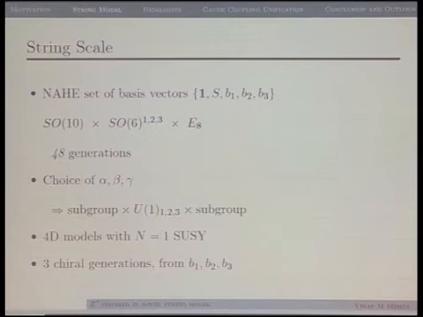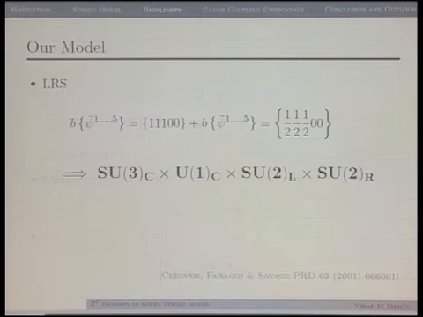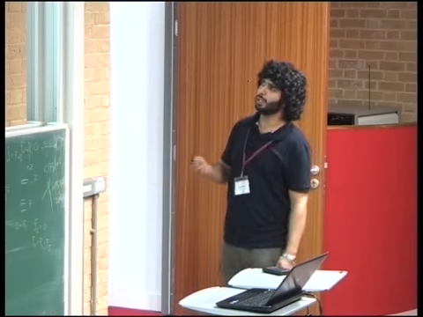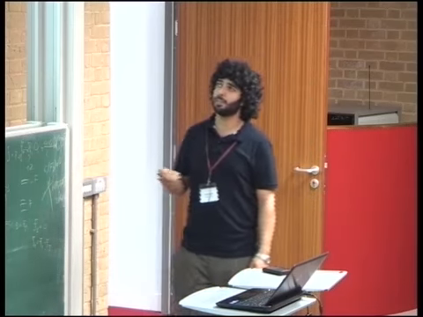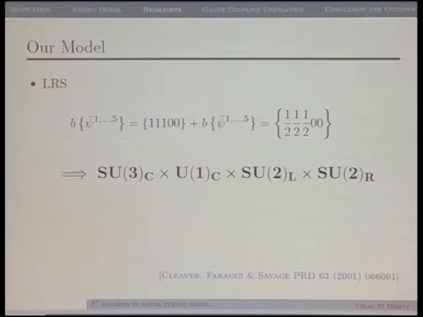The Pati-Salam, and the model that we use is the left-right symmetric model, which was first derived in the free fermionic formulation, at least, by Alan and Gerald and Christopher Savage as well. So we assign our generating fermions these boundary conditions in order to get this left-right symmetric symmetry from our SO(10).